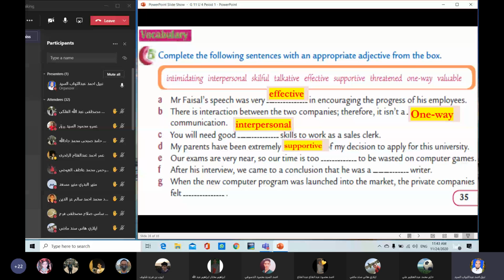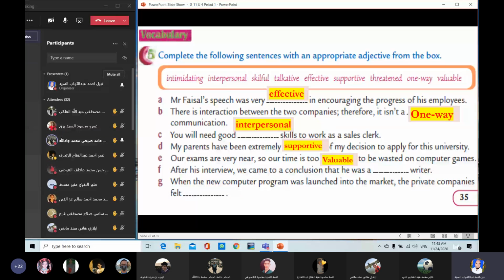F. After his interview, we came to the conclusion that he was a skillful writer. Clever, skillful. Yes, it's a skillful writer. Very clever. Thank you.